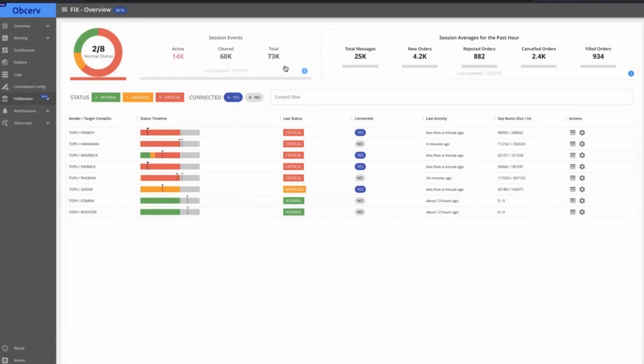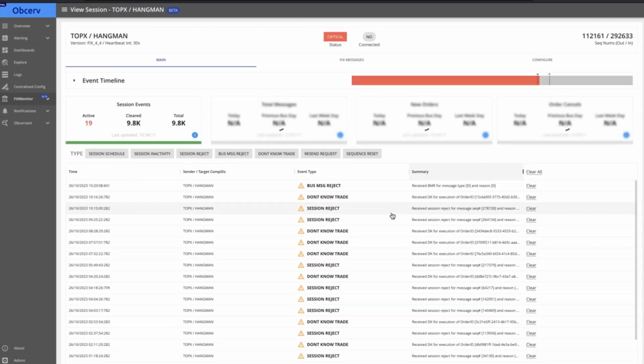I've also got an overview of how many events. It gives you that summary event. It gives that very complex overview in very simplistic terms. I can see how many messages and the averages over the last hour, and I can trace that. If I look through here, I can drill down and I can see what's happening.